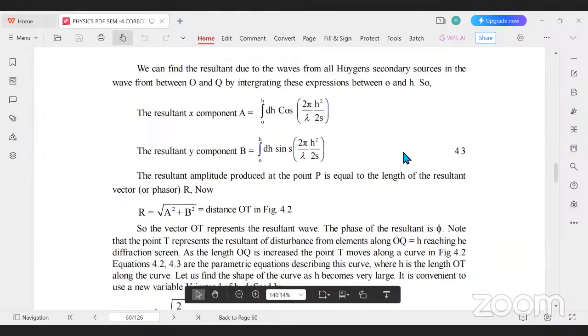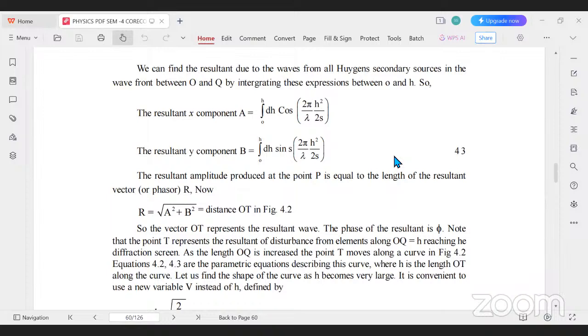So we need to find the distance from one place to another. In previous topics, we found the phase difference. Here we are able to find the distance. The phase of the resultant is π. Note that the point D represents the resultant of the disturbance from elements along O to Q, that is h, reaching the diffraction screen. As the length OQ is increased, the point D moves along a curve. Equations 4.2 and 4.3 are the parametric equations describing this curve, where h is the length OQ along the curve.